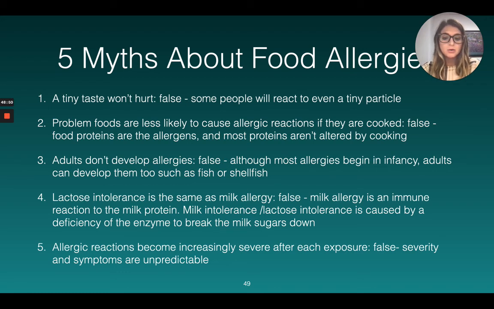So that's why avoiding these food products in general is going to be the most important thing. It could be that you have hives one time and then the next time you have anaphylaxis, or it could be that you had anaphylaxis and then the next time you only have hives. There's really no way of knowing what the reaction is going to be. So the most important thing is just to avoid that food component altogether.